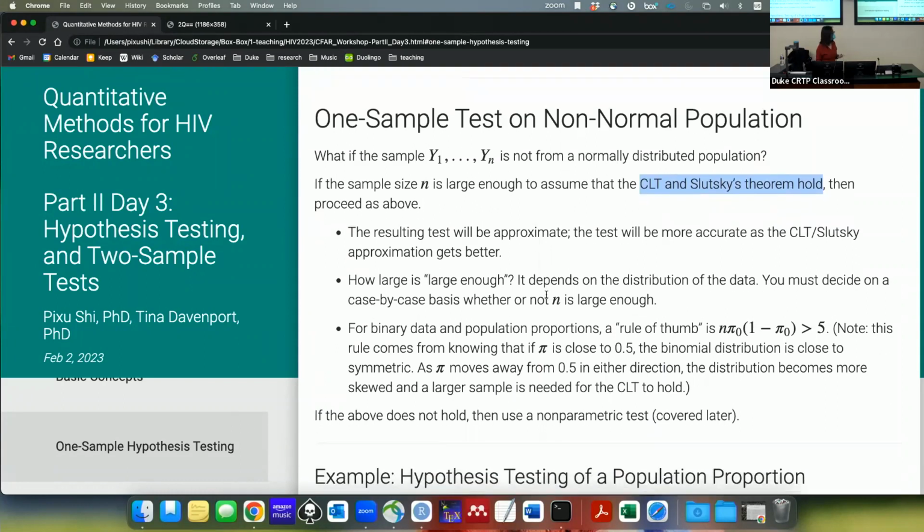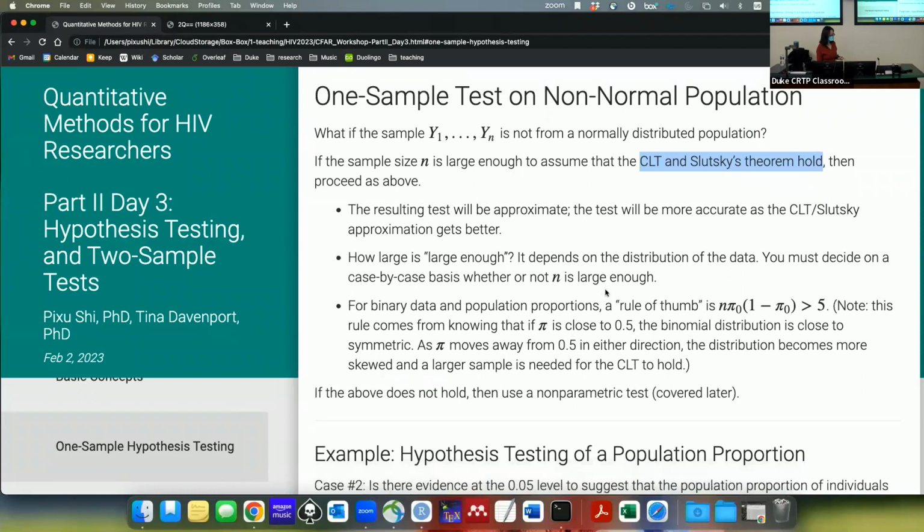But how large is a large sample? Well, it really depends on a case by case basis. You might need an even larger sample size if you have a more heterogeneous population. And for binary data, for proportions, you can also actually use the t-test as a way to compare the mean parameter, which is actually the proportion parameter. But since we have more exact tests, this is just a rule of thumb.